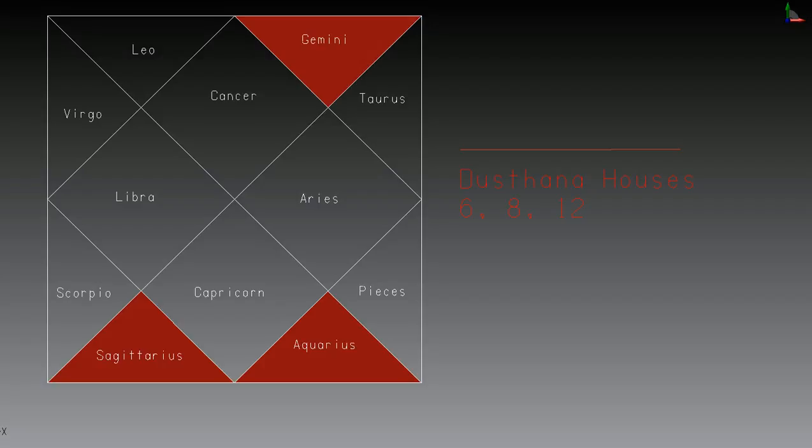In these houses, it also shows health-related issues. So these 6, 8 and 12, if these houses need to be verified, if somebody wants to look especially into the areas of these associated matters.